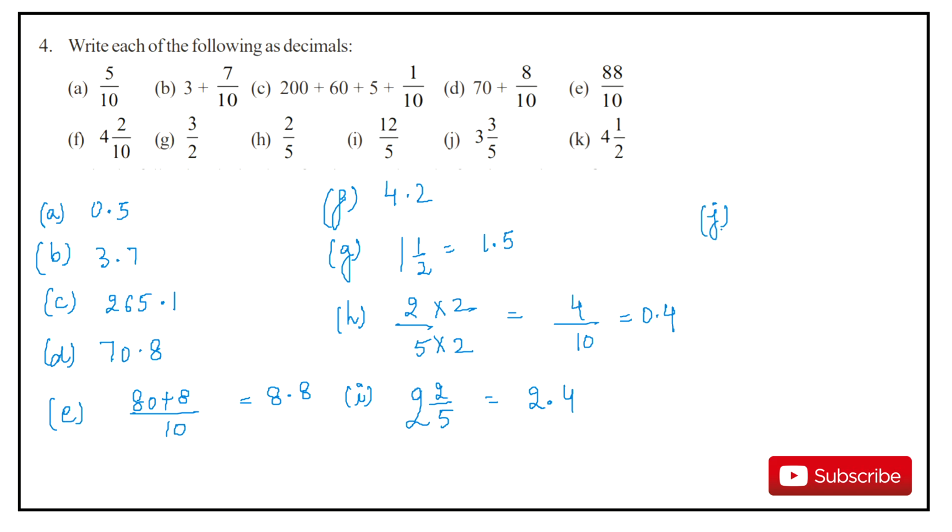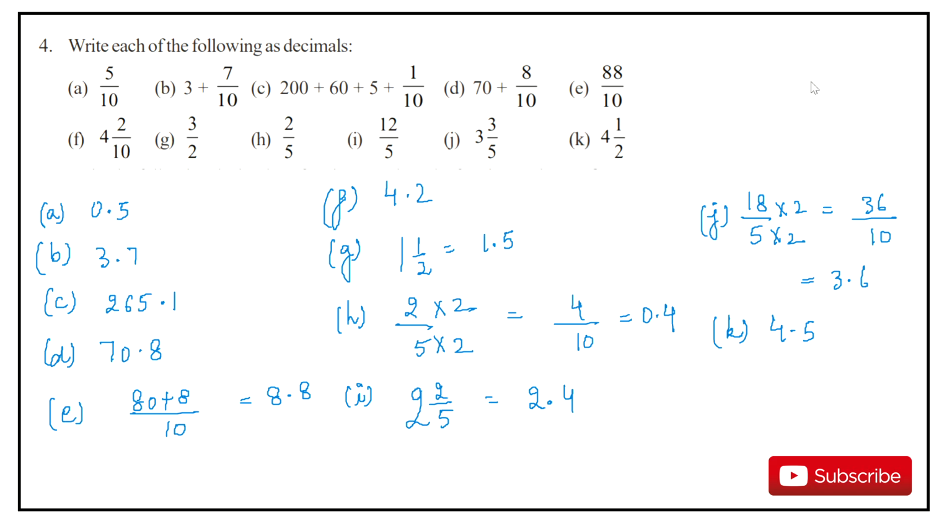Coming to the J part, 3 3 by 5. Now 3 3 by 5 means 5 threes are 15 plus 3 is 18. 18 by 5, multiply the denominator and numerator both with 2 to get the denominator as 10. So 18 twos are 36. So I'm going to get 3.6. K part, 4 1 by 2, it's directly 4.5. So in the exam also, if you want to write these answers directly, you can do that. Clear?